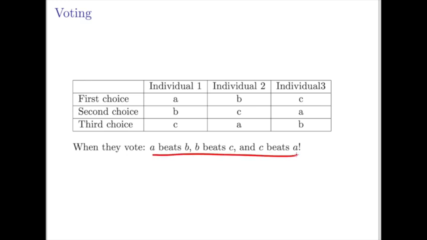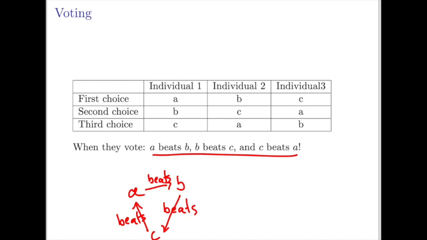So what we have is a non-transitive preference. A beats B, B beats C, and C beats A. So we've got a cycle in the social preference, and this preference is not transitive. So when we use majority to determine the social preference, we end up with a non-transitive preference.